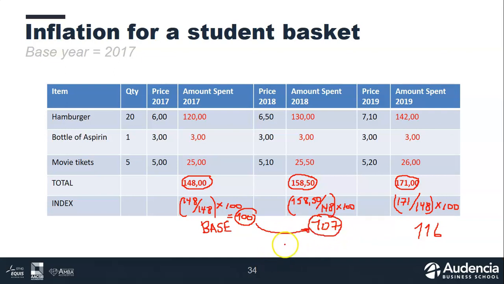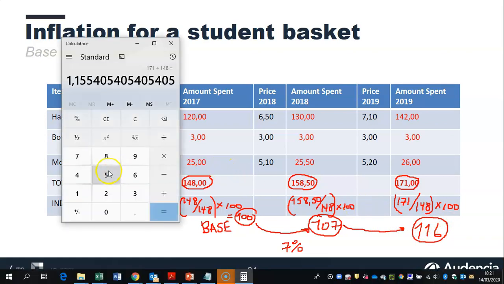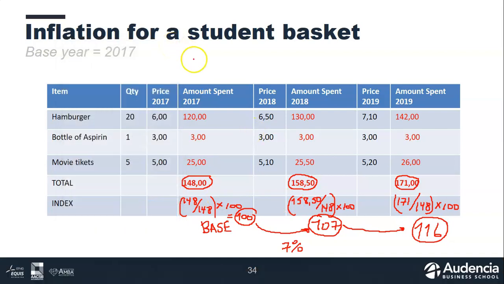Now, to calculate inflation, well, we've moved from 100 to 107. That's pretty easy. We've gone up 7%. And as we move from 107 to 116, how much have we gone up? Well, again, let's do the calculation. 116 divided by 107. 8%. Not a surprise because we've already calculated that in the previous way of calculating the inflation rate.